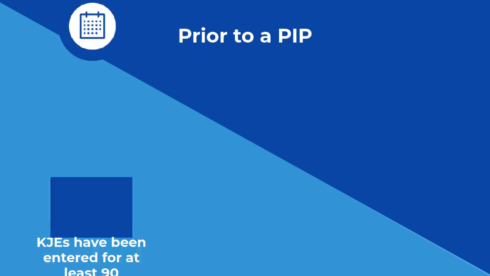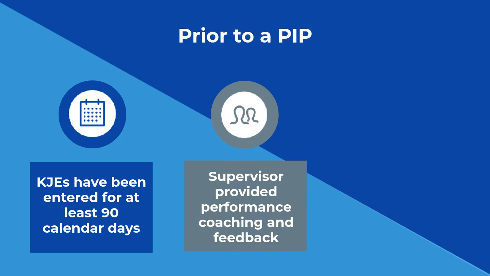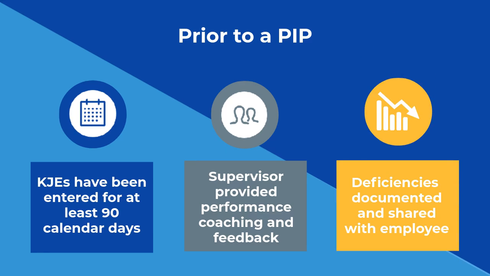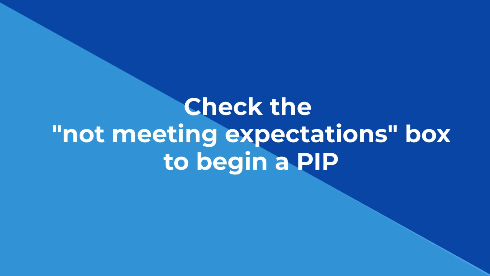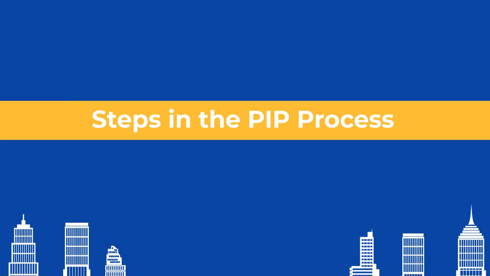Prior to a PIP, a supervisor must have established key job expectations, or KJEs, and have had them entered in the Performance Appraisal System, or PAS, for at least 90 calendar days, provided performance coaching and feedback to the employee, and documented and shared the performance deficiencies with the employee. Begin a PIP by checking the Not Meeting Expectations box in the performance summary, which can be done at any time. There are several steps to guide supervisors through the PIP process.